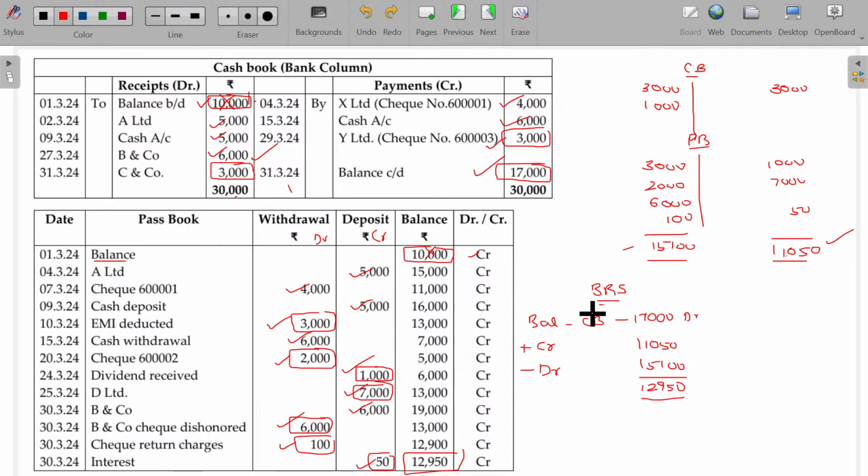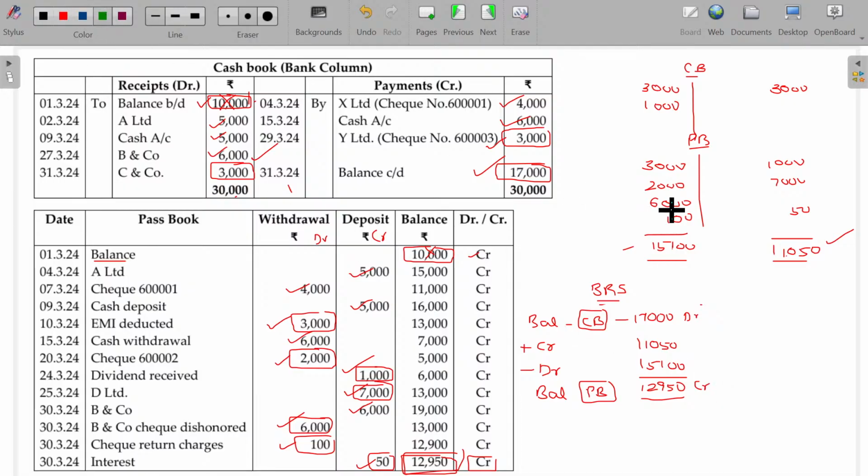So if you start with, remember, the cash book balance, then the balance you get after adding and subtracting will be called the passbook balance. If you start with the debit balance as per the cash book, it should be a credit balance as per the passbook. Yes, you got this 12,950 on the passbook credit side. What we have arrived at is correct. Clear?